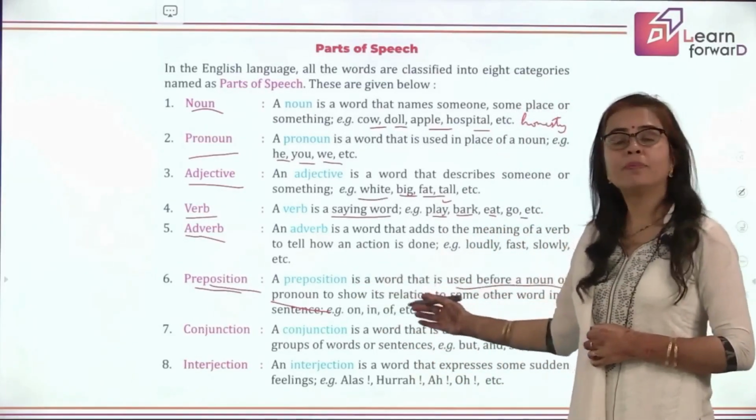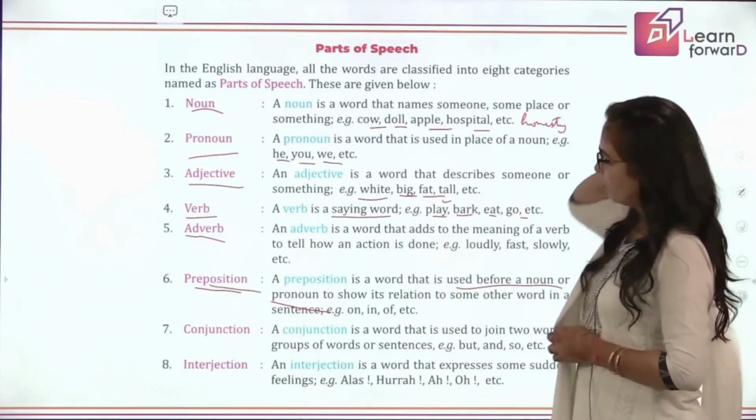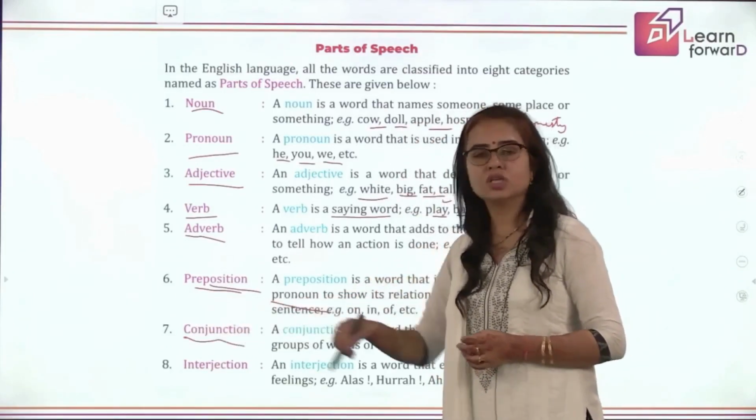These are all prepositions. They tell you about the position, the relation of a noun or a pronoun with some other word. Next is conjunction.